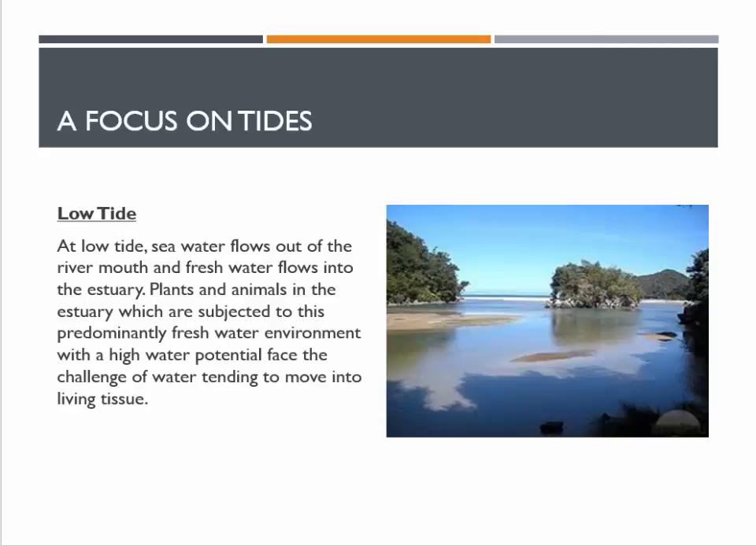During low tide, fresh water is entering the estuary from the rivers as the salt water is receding in the ocean, and we get an environment where the outside of the cell has a lot more fresh water than the inside, and that causes water to move into the cells via osmosis.